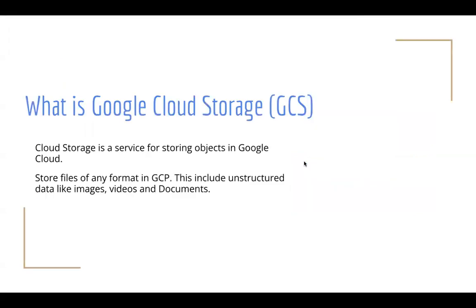So what is cloud storage? Cloud storage is usually called GCS, and it's just equivalent to S3 in AWS. So it's usually used for storing data in Google Cloud, especially unstructured data like videos, images, and documents, right? So like I said, it's just like AWS S3 buckets.